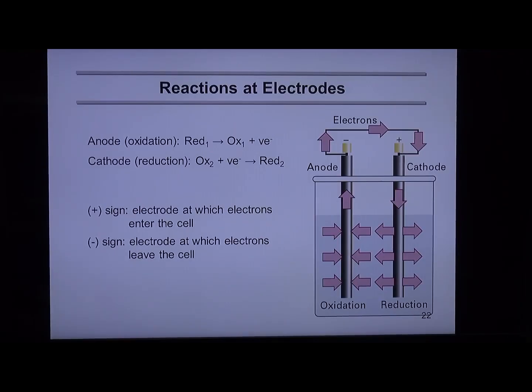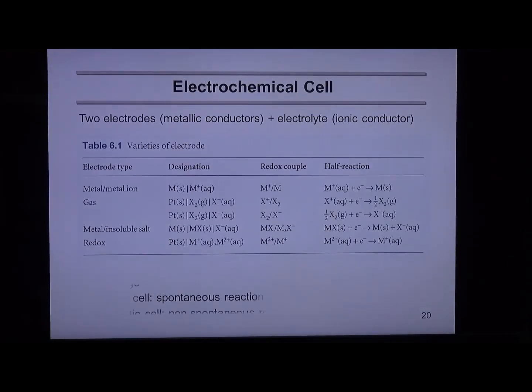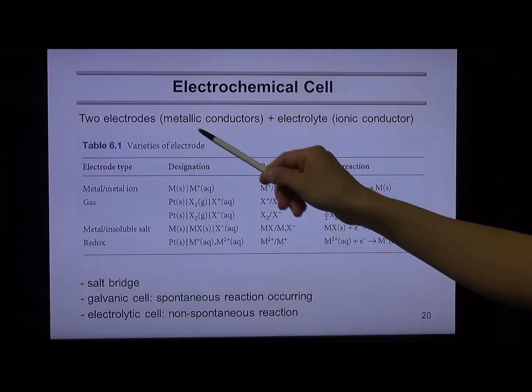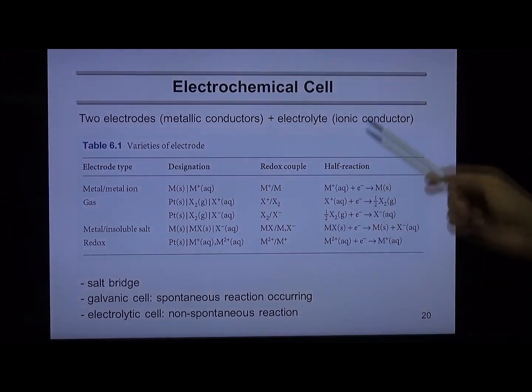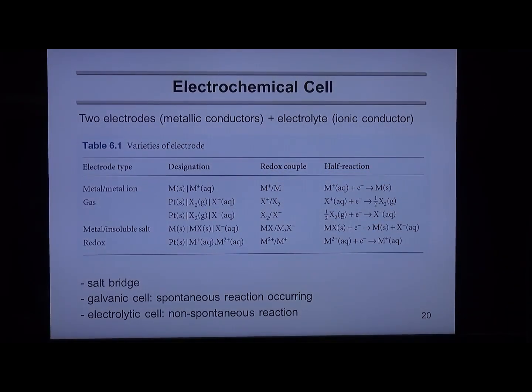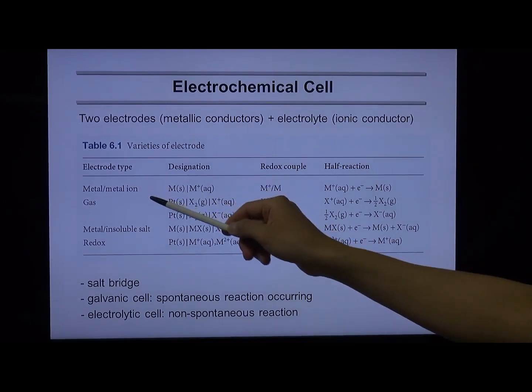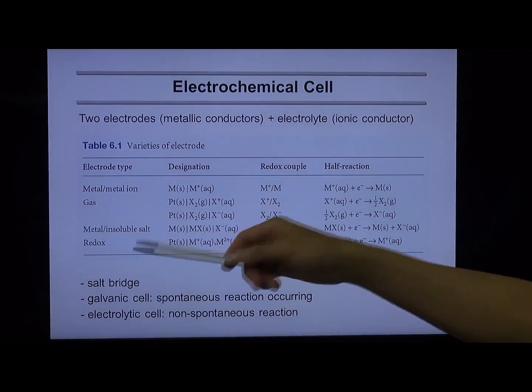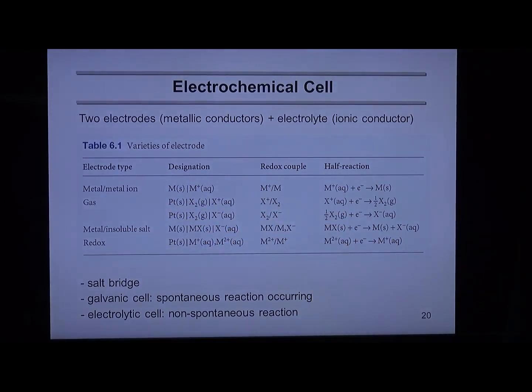You might be familiar with this kind of diagram, right? Very simple. Electrochemical cells consist of two electrodes, usually metallic conductors, and electrolyte. Electrolyte is an ionic conductor. Depending on the type, an electrode could be a metal, or a gas, or a metal with an insoluble salt, etc. There are many different kinds of electrodes.